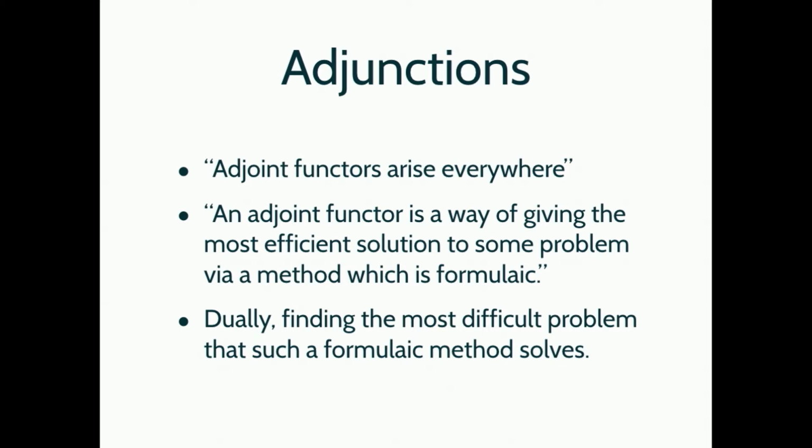Saunders Mac Lane famously said that adjoint functors arise everywhere. And the Wikipedia definition of adjunctions gives us this cool definition that an adjoint functor is a way of giving the most efficient solution to some problem via a method which is formulaic. So it finds the most efficient solution to some problem via a formula. And when you hear formula here, you should be thinking functor. So it finds a functor that solves some problem.